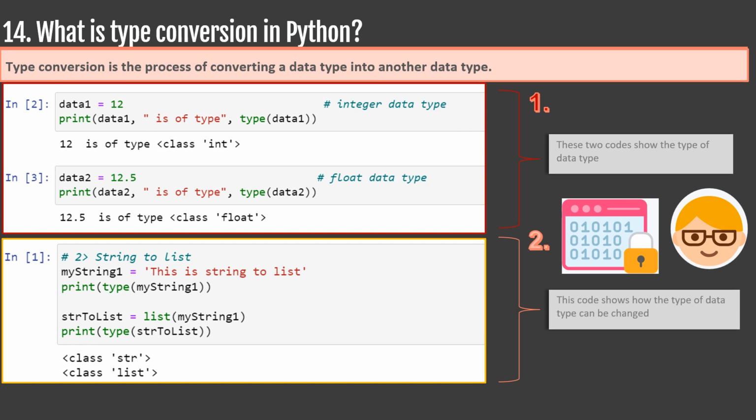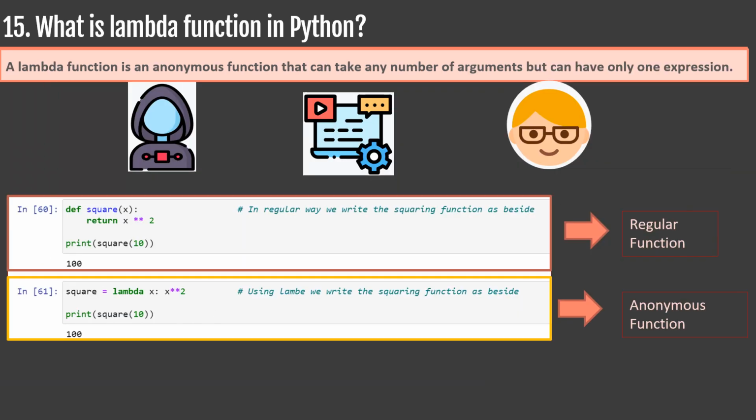The code in this block shows the conversion of string to list. Question number 15. What is lambda in Python? The lambda function is anonymous. It means that these functions are without any name. Also, unlike normal functions, the parameters in lambda function are not surrounded by parentheses. Rather, they are separated by comma. The syntax for lambda function is lambda arguments : expression.